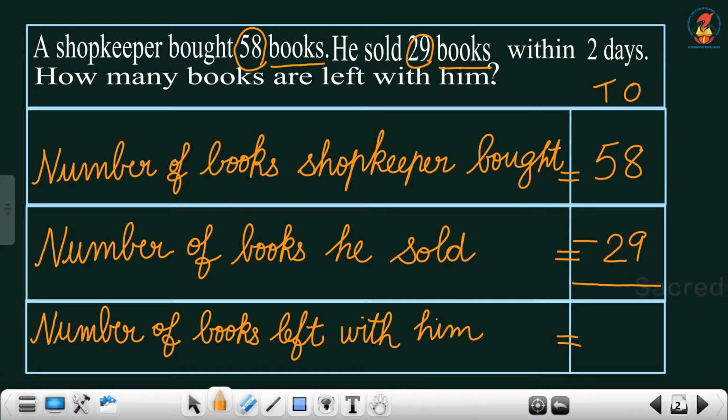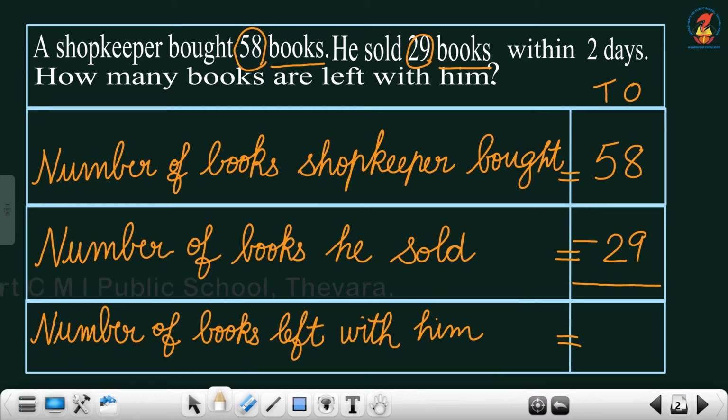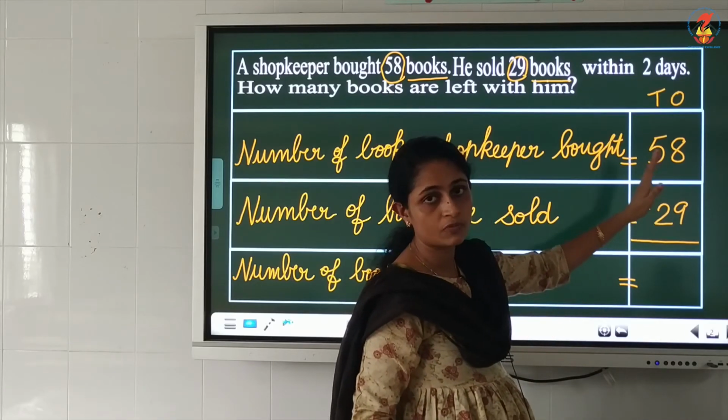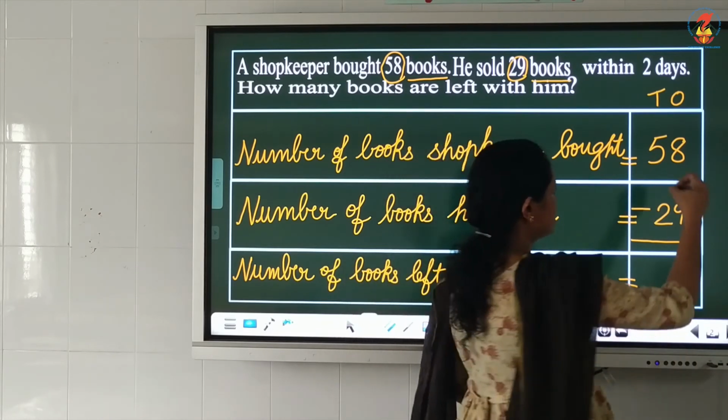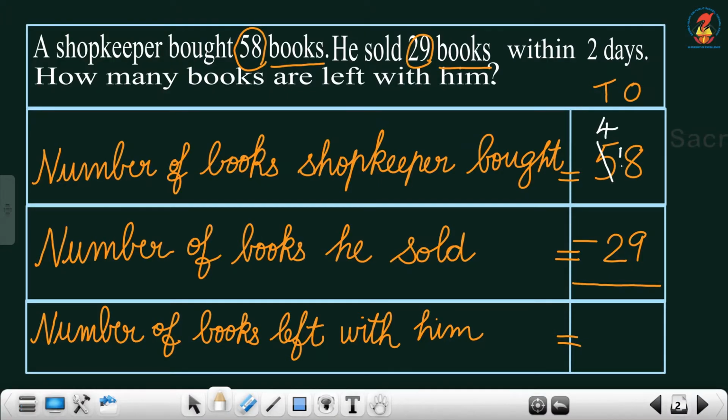In ones place, we are having 8 and 9. What is 8 minus 9, children? Can you subtract 9 from the number 8? No. So, what we have to do? We have to borrow from the tens place. In tens place, we are having 5. So, we can take one another color so that it will be more clear for you. So, children, 8 minus 9 is not possible. So, we are going to borrow from the tens place. So, when we are taking 1 from 5, this 5 will become 4 and this 8 will become 18. So, 18 minus 9.